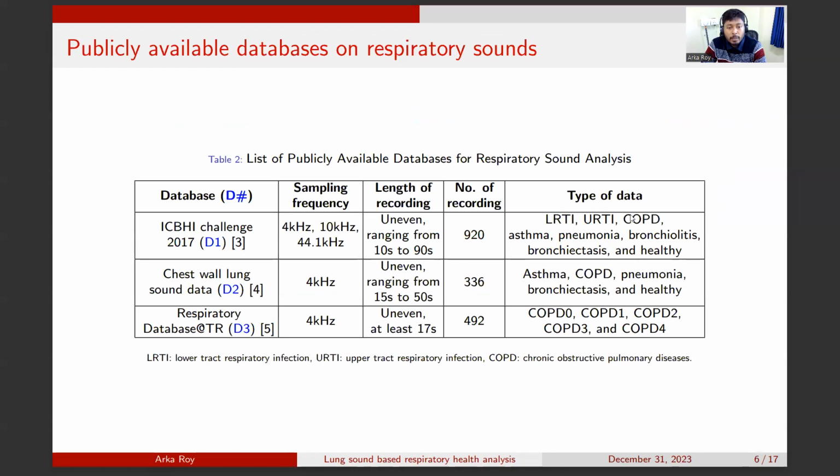So these are the publicly available databases. Till date, there are only three databases: ICBHI, Chest Wall Lung Sound, and Respiratory Database@TR. The first two databases focus on a huge variety of respiratory diseases, so we can employ them for respiratory disease classification. And the final database is specialized in diagnosing different severity levels of COPD. For example, COPD 0 refers to very mild COPD, and COPD 4 is a very severe case of COPD.